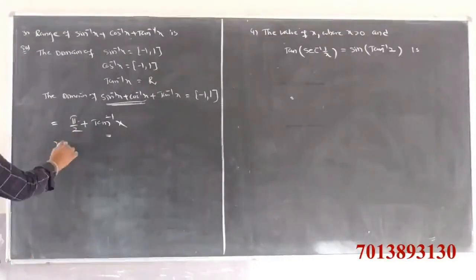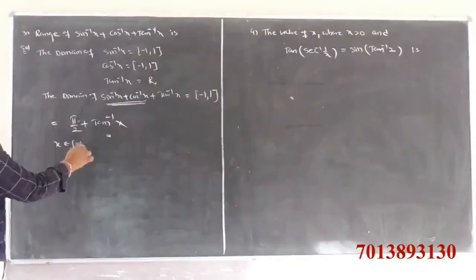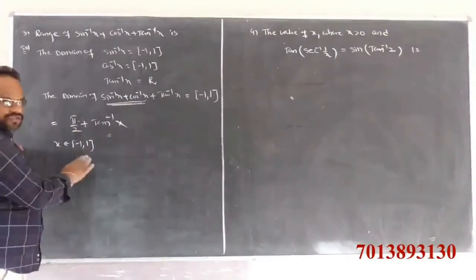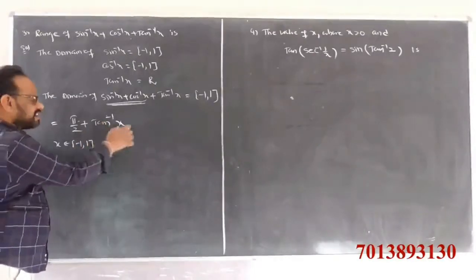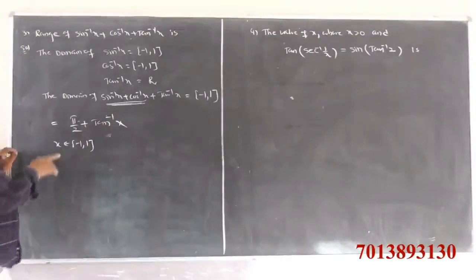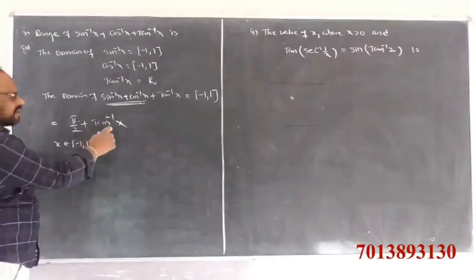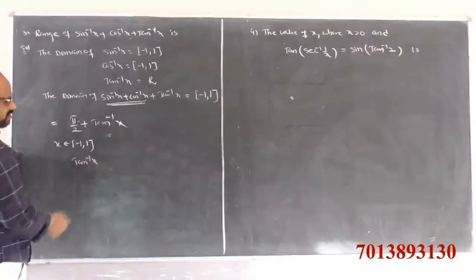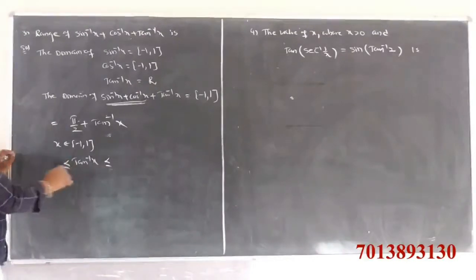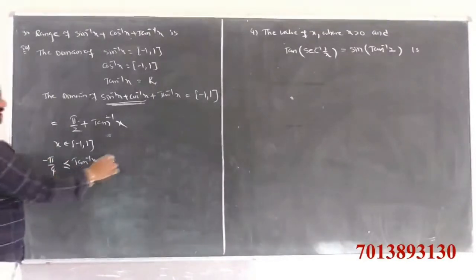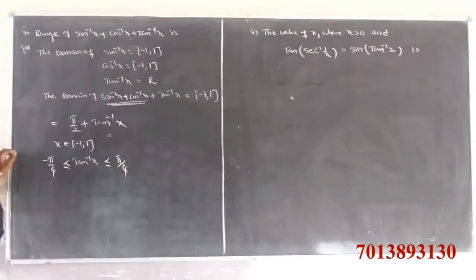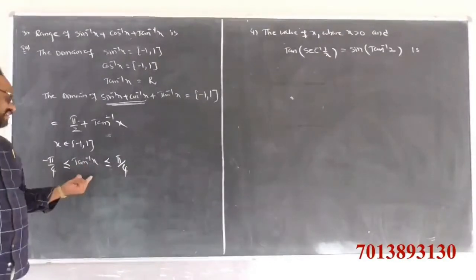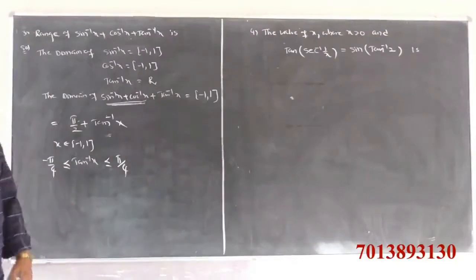So x belongs to minus 1 to plus 1. What is the range of tan inverse x? For x in minus 1 to plus 1, tan inverse of x lies between minus pi by 4 and plus pi by 4. Tan pi by 4 value is 1, and tan of minus pi by 4 is minus 1. So tan inverse x lies between minus pi by 4 comma plus pi by 4.